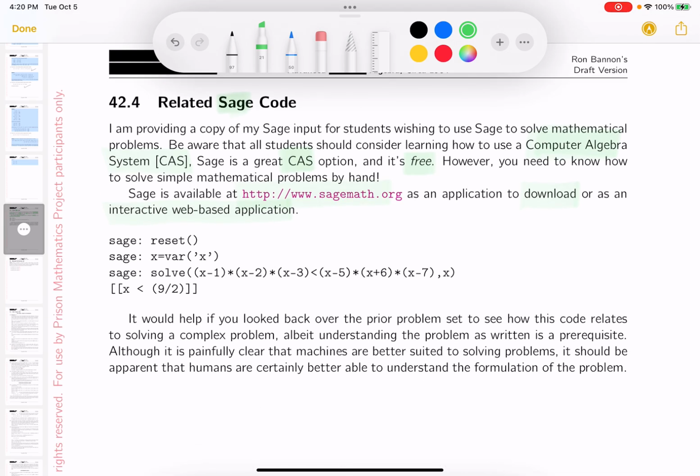What am I doing over here? I'm solving an inequality. But I've got to be honest with you. Looking at this over here, it's really easy to read the code. The problem for a lot of students is reading the answer. So here's the deal. You really should be able to do this by hand so the answer makes more sense to you.